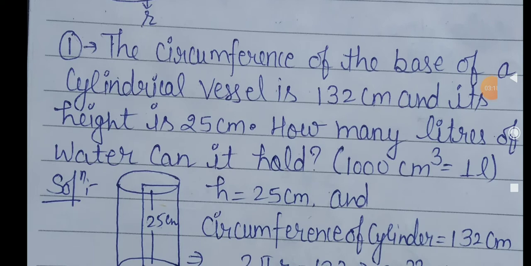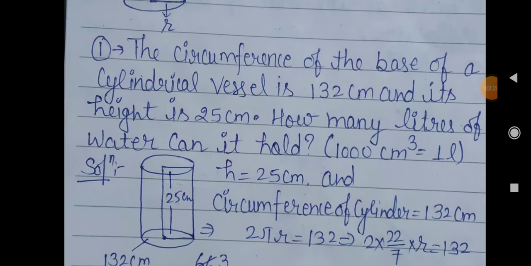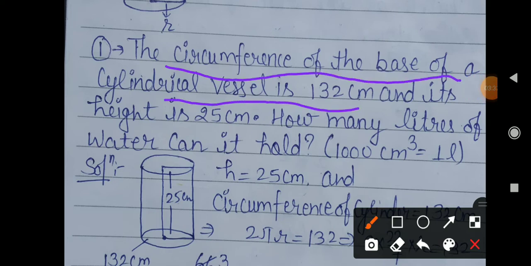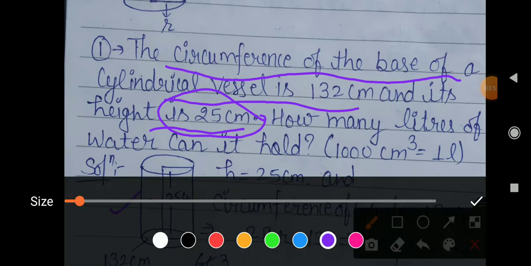So we have to start our first question. The first question is this: the circumference of the base of a cylindrical vessel is 132 centimeter and its height is 25 centimeter. Here you have a cylinder, but the radius is not given, and you have to find the radius. So you write here the height is 25 centimeter, and then the circumference is given.